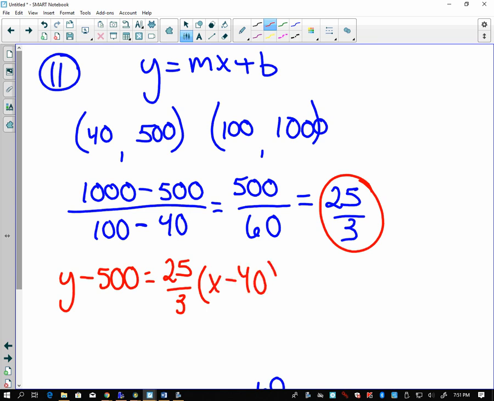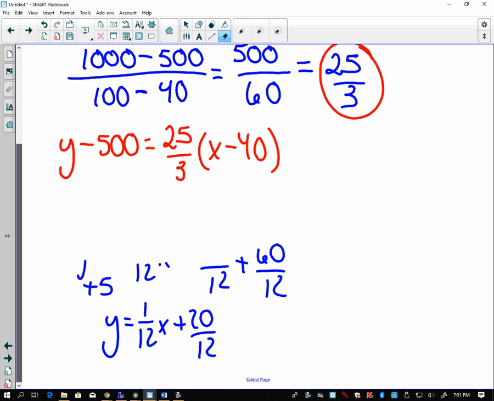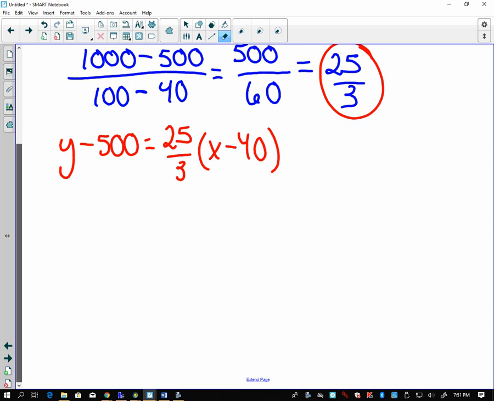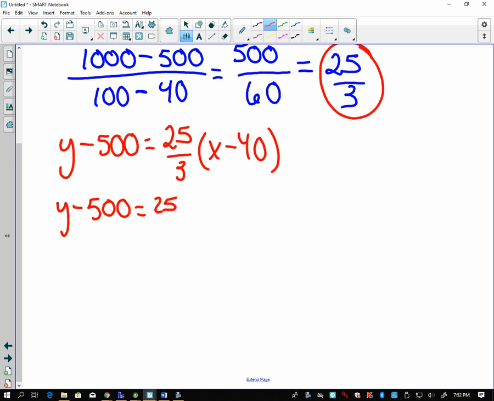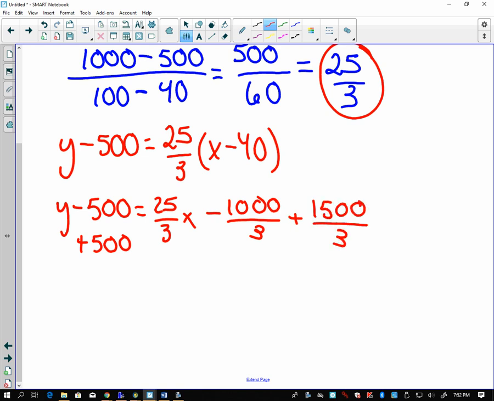x minus 40. Apologize for the screw up here, but better to see where your mistake might be. All right. y minus 500 equals 25 thirds x, and we've got 25 times negative 40, which is negative 1,000 divided by 3. That's just giving me minus 1,000 over 3. We want to add 500 to it. But in order to get that as something over 3, you'd have to multiply by 3, which is going to be plus 1,500 over 3. So that's giving me y equals 25 thirds x plus 500 over 3.